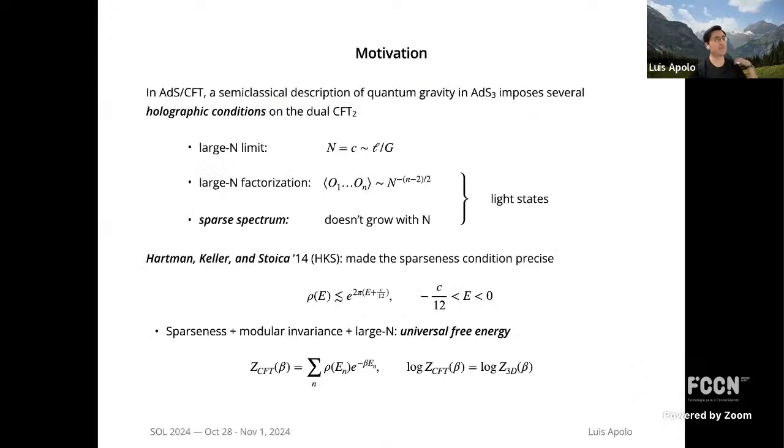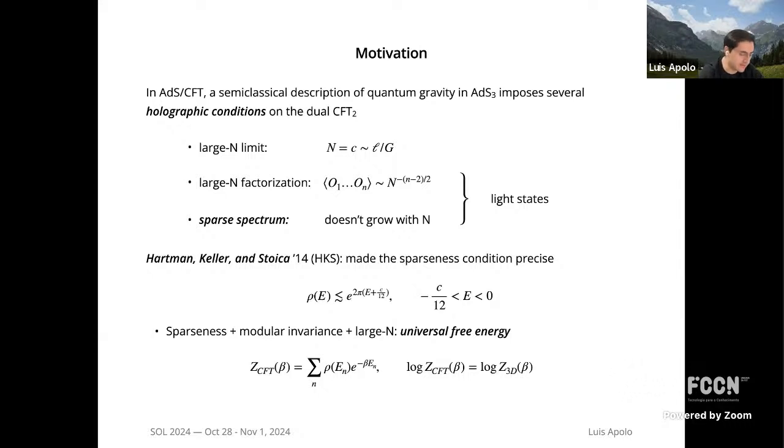So let me begin by giving some motivation, and the motivation comes from AdS/CFT. In AdS/CFT, we know that a semi-classical description of quantum gravity, say in AdS3, imposes several holographic conditions on the dual CFT2. One of these conditions that is very well known is the existence of a large N limit. Here, N is identified with the central charge of the CFT, which is inversely proportional to Newton's constant. So when Newton's constant is small, the central charge and N are large.